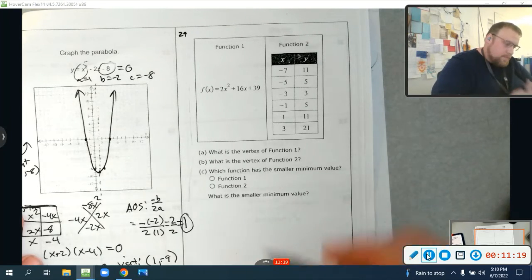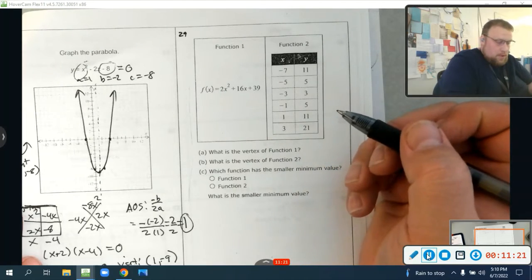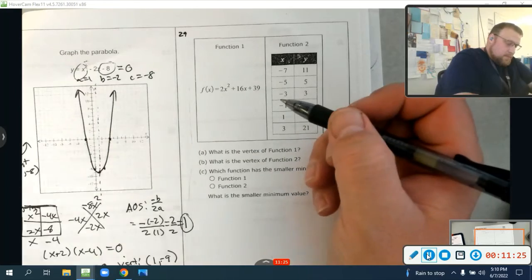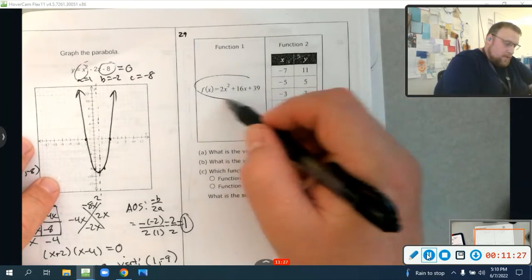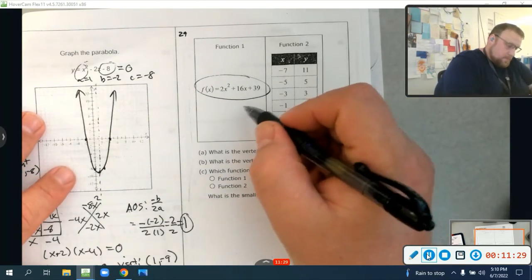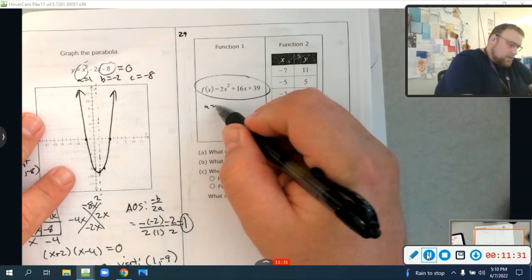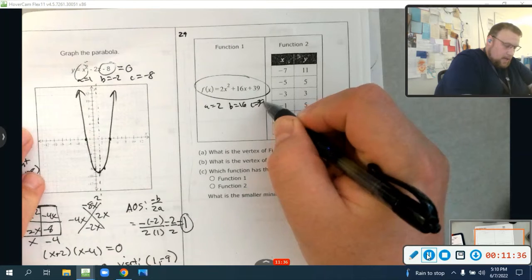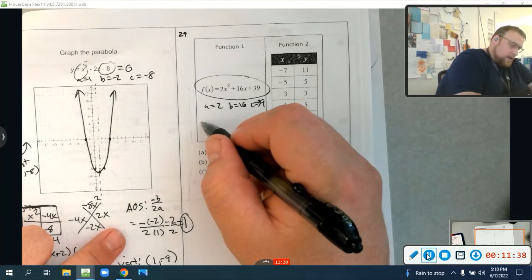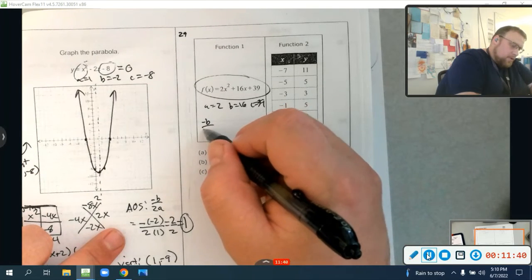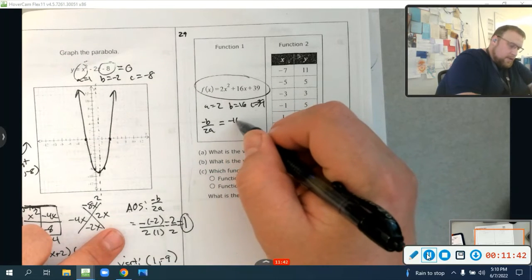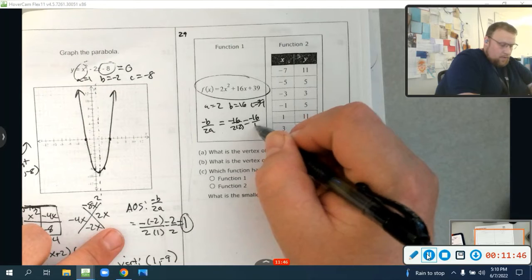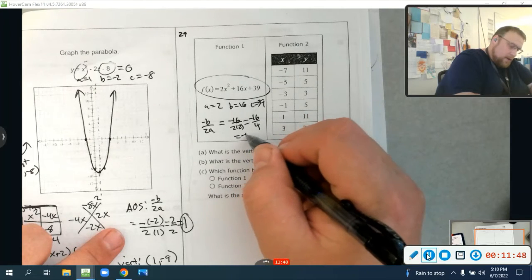Okay. Well, there's lots of ways we can do that. First things first, function 1, excuse me. The vertex of function 1, well, a equals 2, b equals 16, and c equals 39. And let's see, my negative b over 2a is going to equal negative 16 over 2 times 2, which is negative 16 over 4, or negative 4.